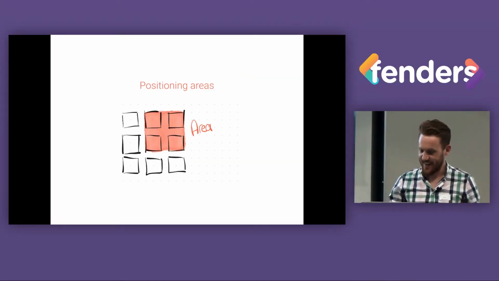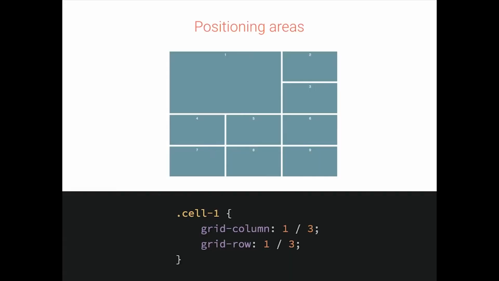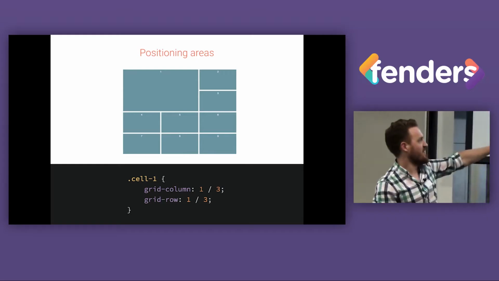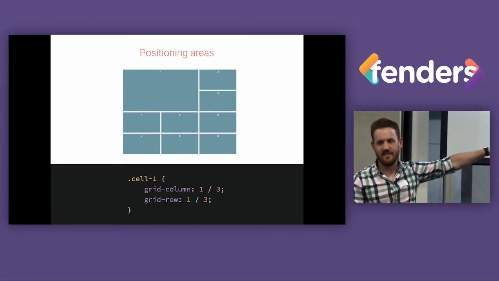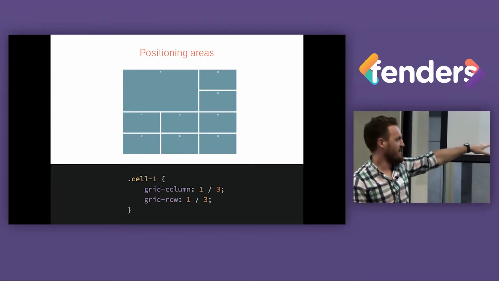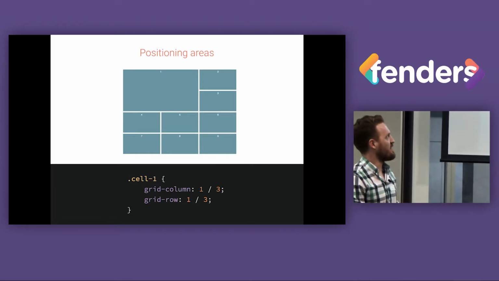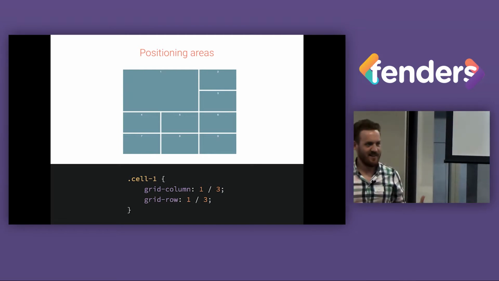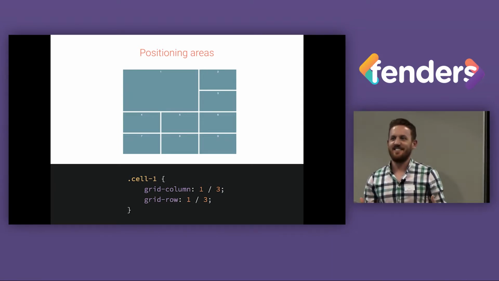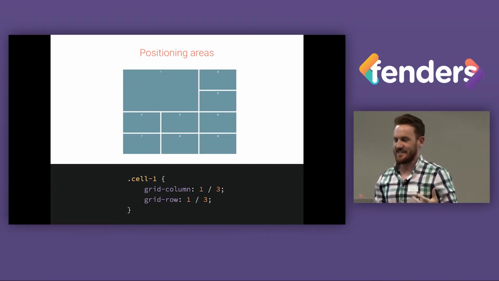Again, I'll remind you that the HTML is the same. So this is positioning an area within a grid. This is our first cell from there. We've got grid column 1-3, so there's that dash syntax that I was mentioning before. And the grid row is also 1 and 3. Initially, when I looked at that, I thought, what is that doing? It didn't make sense to me.